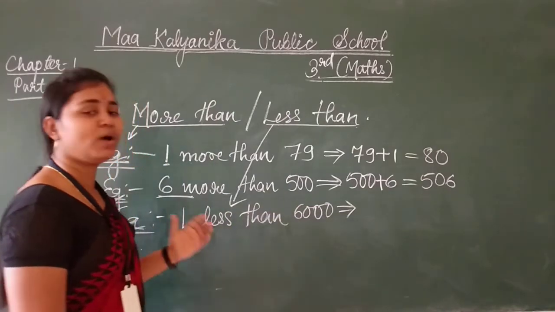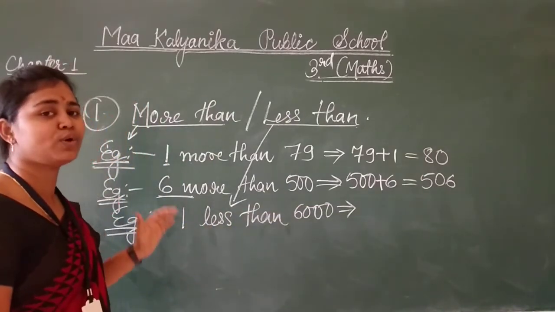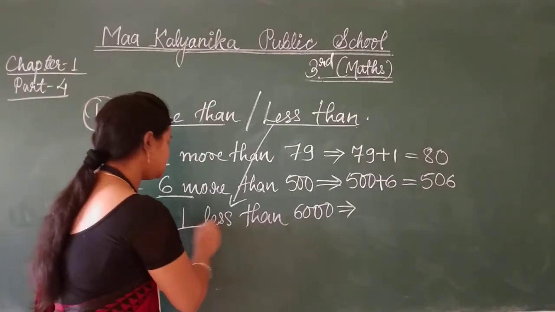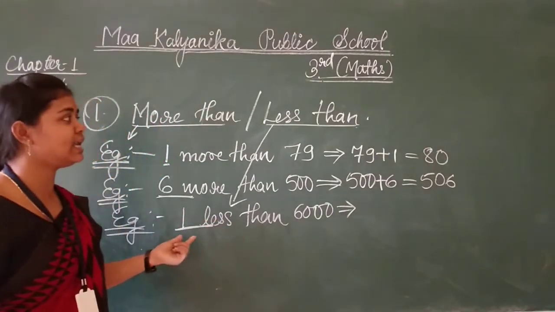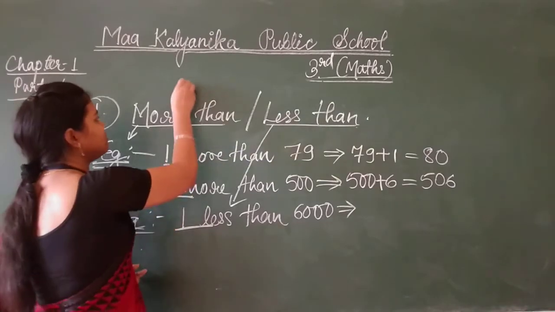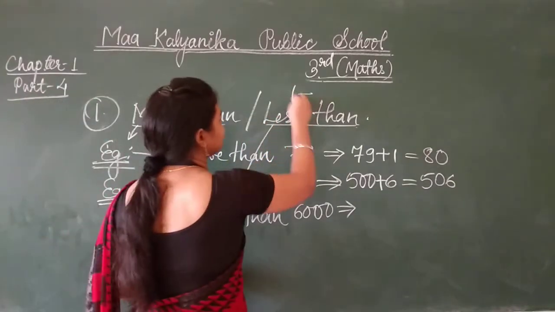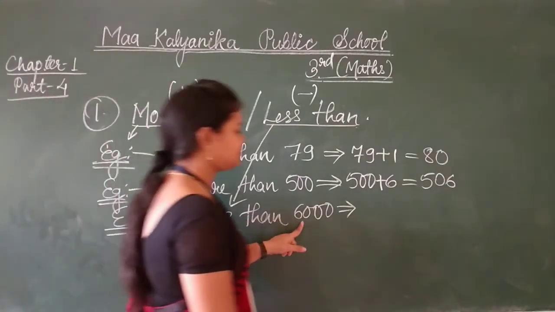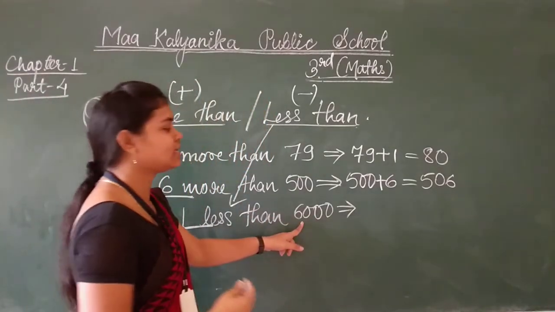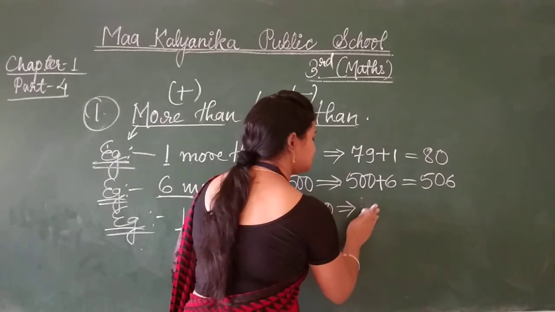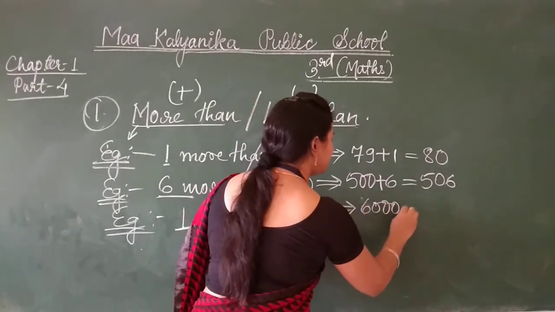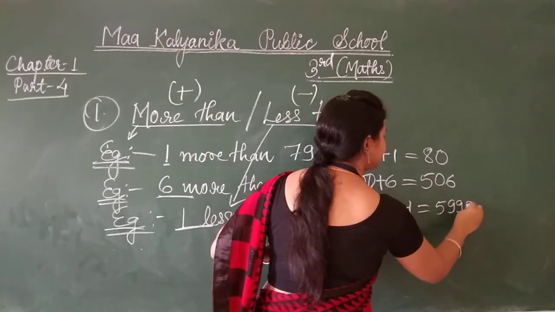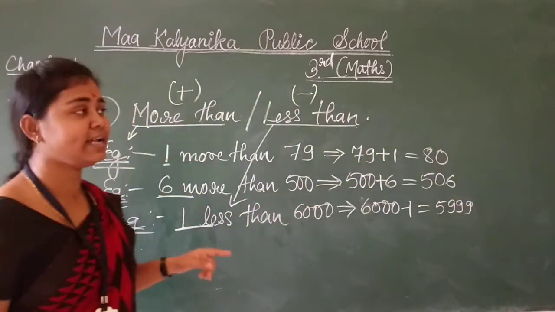If you are not able to subtract directly, you can just write in the column and subtract. 1 less, you have to subtract. 1 less than means subtract. More than means you have to add. Less than means you have to subtract. Simple trick. 1 less. So what will come before 6,000? 6,000 minus 1 is 5,999.